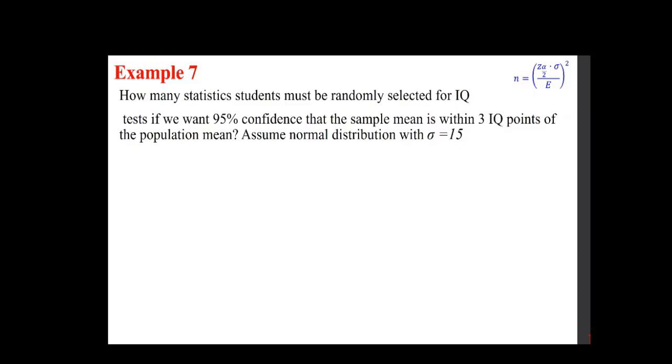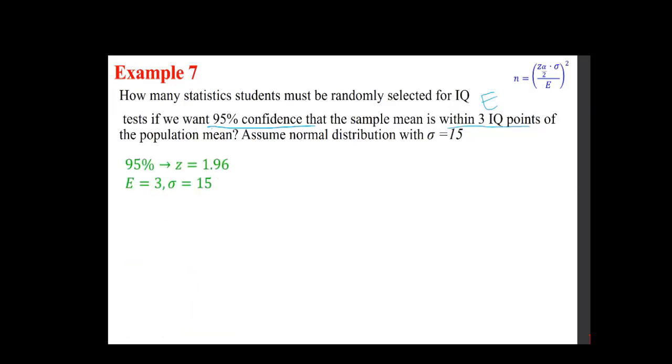As we look at the question, the very first number is 95% confidence. So that's the 95% confidence interval we need. The sample mean is within 3 IQ points. That is the maximum margin of error. And of course, 95% is one of those common ones. By now, we know the z-value is 1.96.